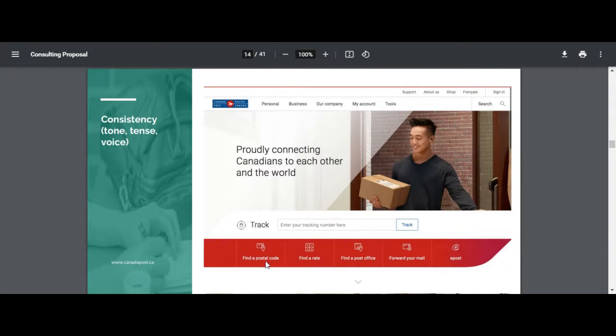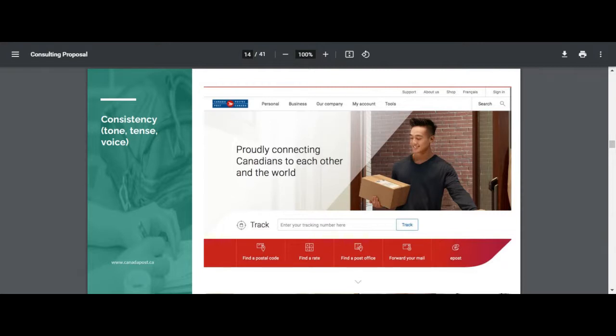And then they have, in the red bar, find a postal code, find a rate, find a post office, forward email, e-post. I would say that that's pretty consistent. And then find a postal code, find a rate. So it's descriptive, I think, and I'd say that it's also very informative. And it's probably based on what people do more often as well.